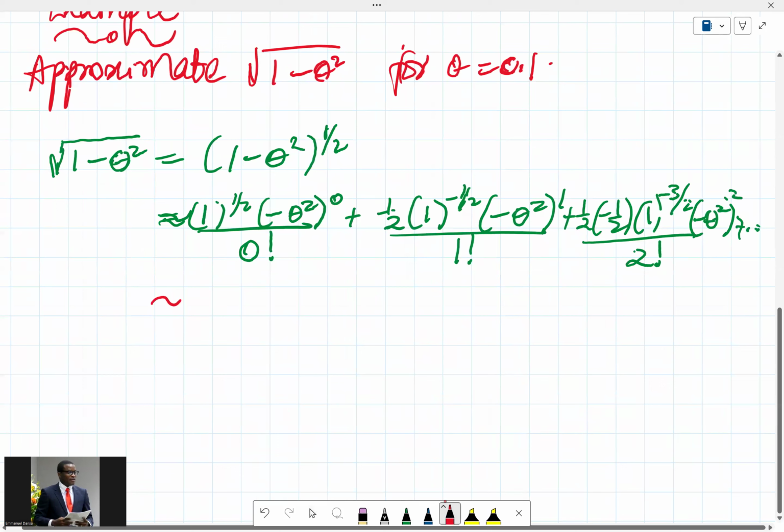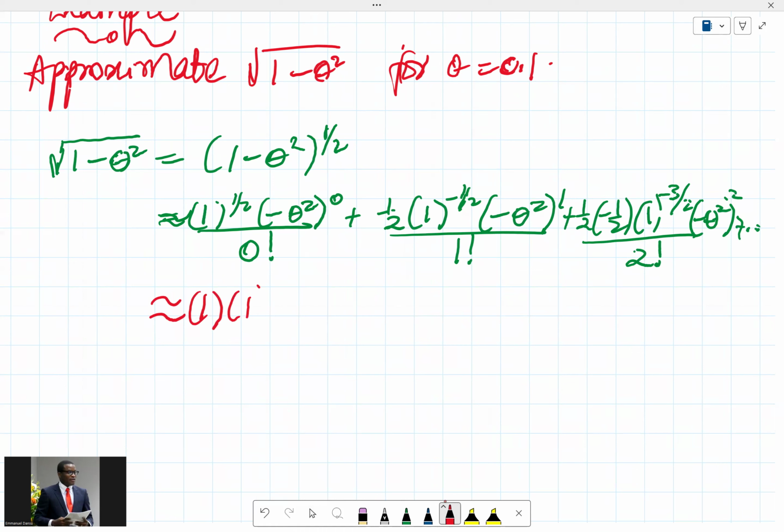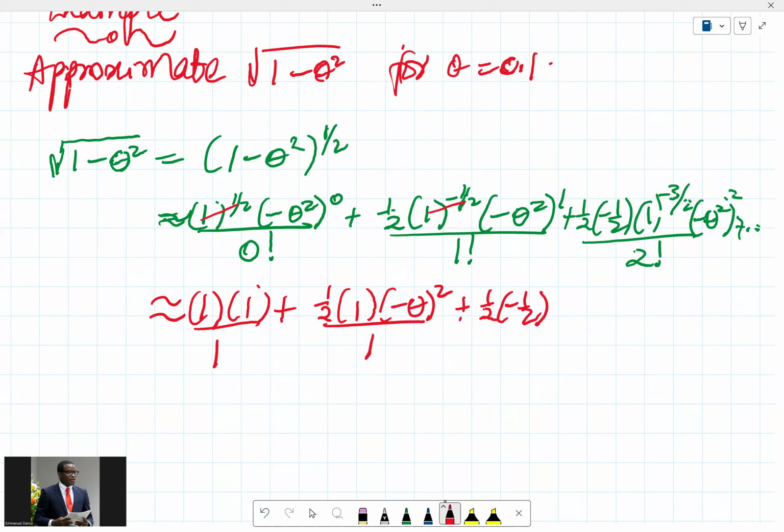So now, this is approximately 1 raised to power half is 1, minus theta squared raised to power 0 is 1, 0 factorial is also 1. Then plus, we have half, and 1 raised to power half is also 1. So that's minus theta squared, and this is 1 factorial. Then this time, we have half into minus half, 1 raised to power is also 1, then minus theta squared, that's simply theta raised to power 4, divided by 2 factorial. 2 factorial is just 2. So that's the approximation we have right there.